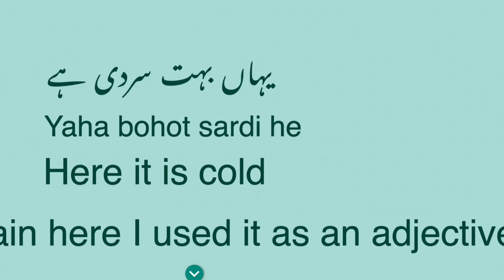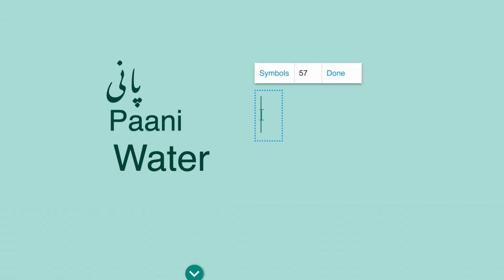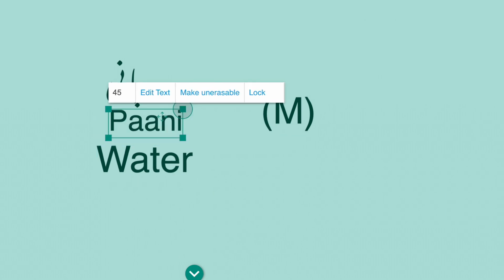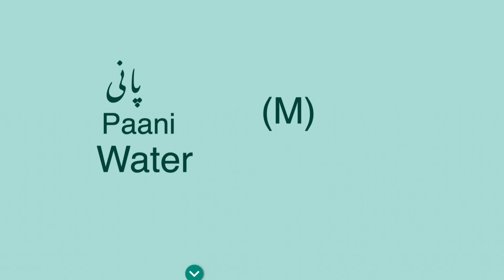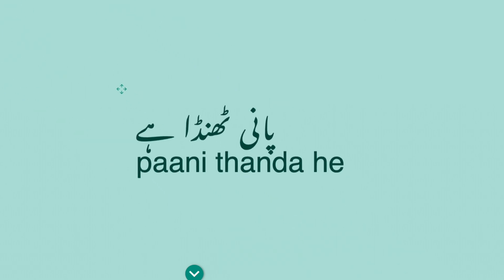Next one is pani. Pani is a masculine noun. You can see that it's ending with E sound, but it's actually a kind of noun which is not really following the rule. It is masculine. Pani ठंडा है. The water is cold.